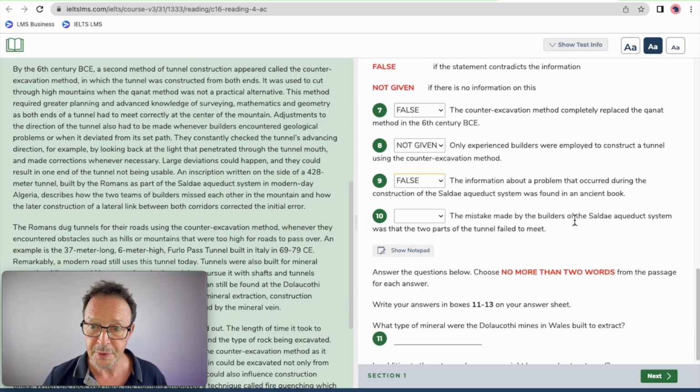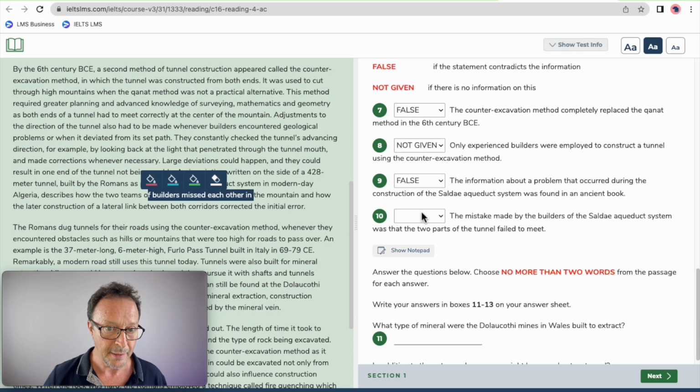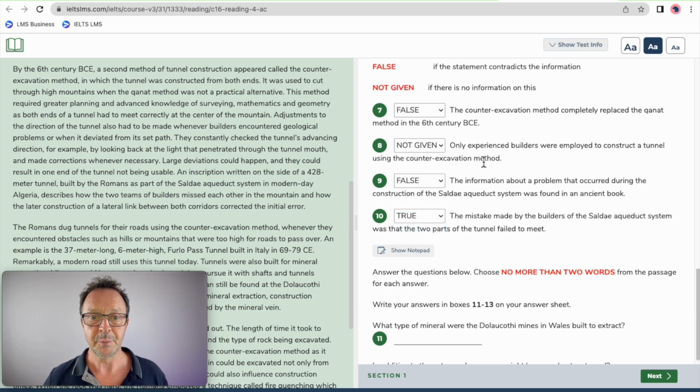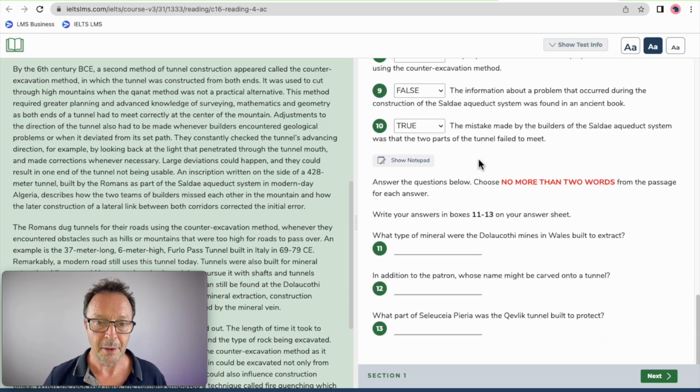The mistake made by the builders was that the two parts of the tunnel failed to meet, which is here. They missed each other. So I know that that one is true. Okay, so pretty happy with those answers. Now, on to the last 3 questions. Note the instructions, no more than 2 words. So 1 or 2 words from the passage.